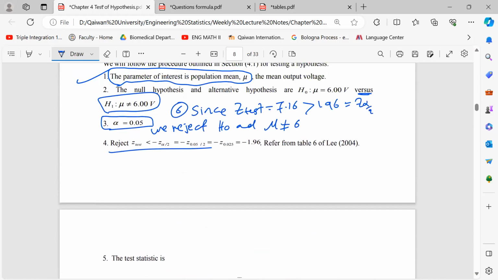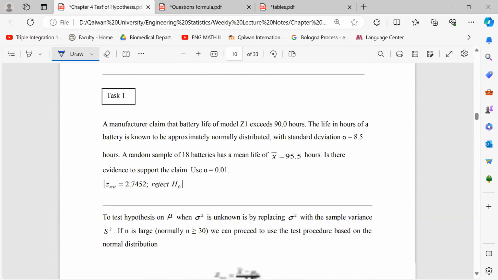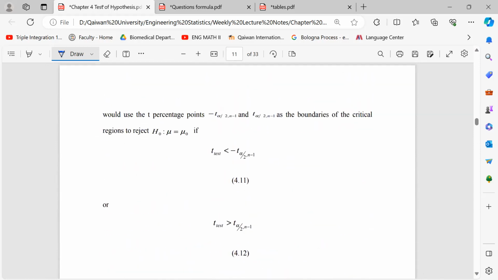We say we are unable to reject the null hypothesis. Okay? We will have some examples like that later on. You will study this.